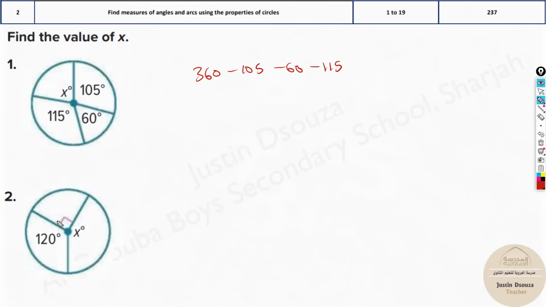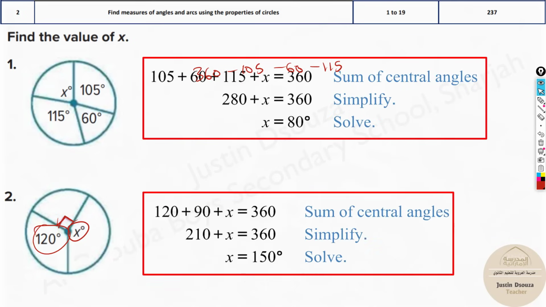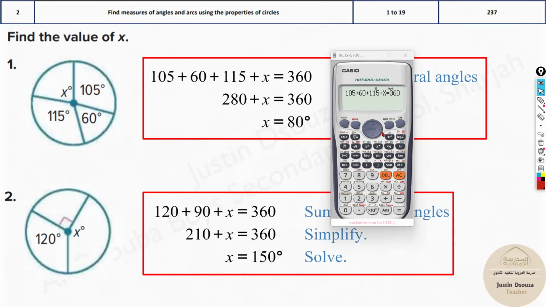And over here, they have not given all three angles. One is 120, one is x. What does this mean? This means it's a 90-degree angle over there. So we know the 120 and 90, and the unknown x can be easily found out by subtracting these both from 360. The sum of central angles means adding all the angles equals 360. What I did was I just took this directly to the other side. Also, you can type this equation out directly in the calculator.